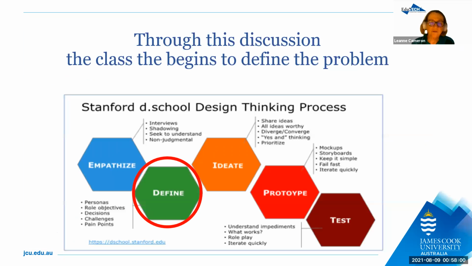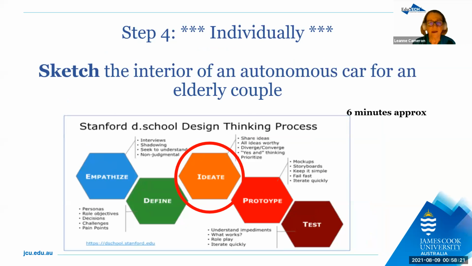We then move to the define stage. So through the discussion of working out what this elderly couple, the characteristics are, what their needs might be, we start to define this problem. But the definition, the defining continues to be clarified throughout the whole process. We then start our work on ideation. So we individually ask every student to sketch the interior of an autonomous car for an elderly couple. So they already know what the needs are. We need them now to put their ideas on paper.